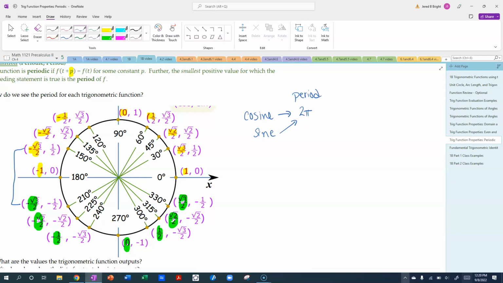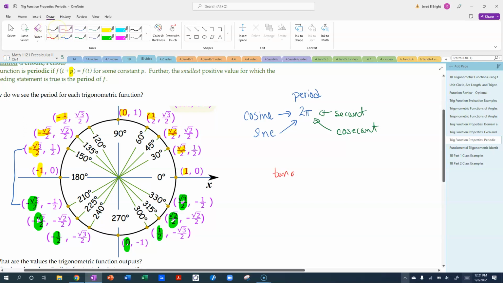So cosine and sine repeat their values every 2 pi. Additionally, you might imagine that they're reciprocal functions, so secant and cosecant also have period 2 pi for the same reasons that sine and cosine have period 2 pi. So then notice I did not list tangent here. So the question is, what is the period of tangent? And probably cotangent too. These ones are actually going to have period pi.